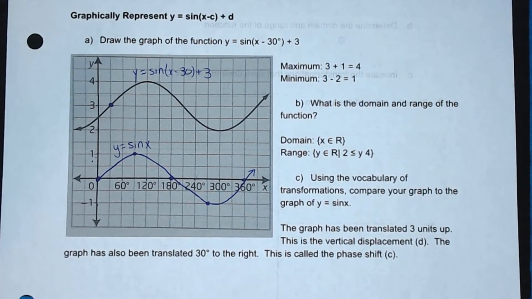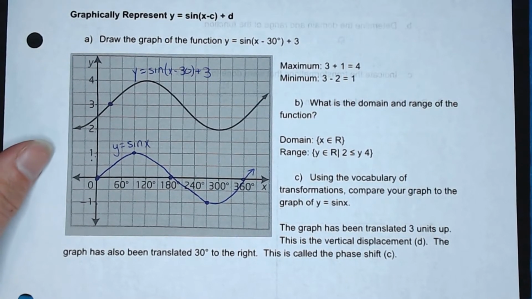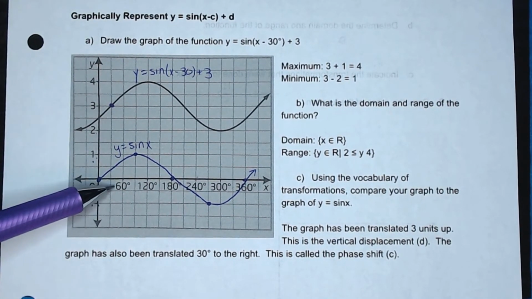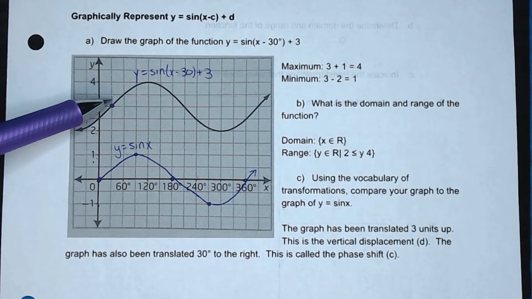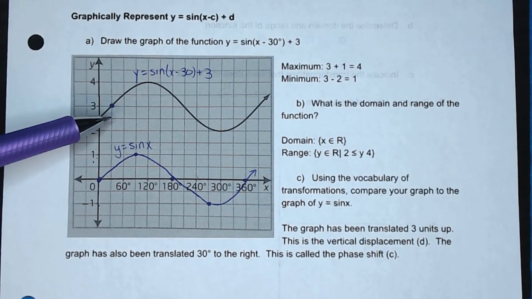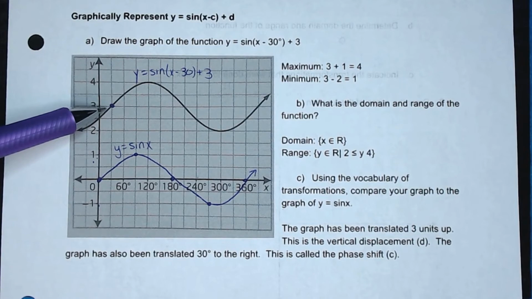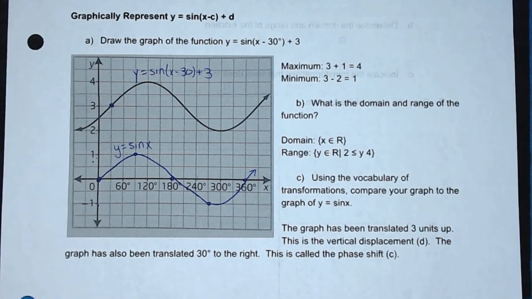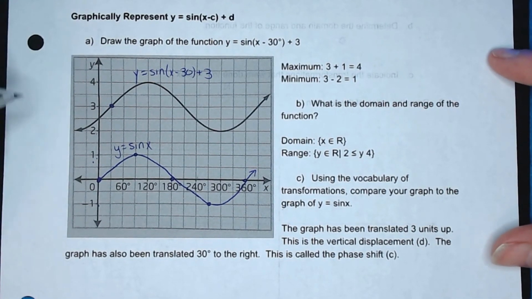In part C, just using the vocabulary that we already know, describe what happened. So it's been translated up 3 units. This is the vertical displacement D, which is equivalent to K. And then it's also been translated 30 degrees to the right, or a phase shift of C, which is equivalent to H. This is all stuff you already know. As long as you know the basic shape of the sine and cosine functions, then moving and stretching should become very easy. Again, you can also use those mapping points to help you determine that.